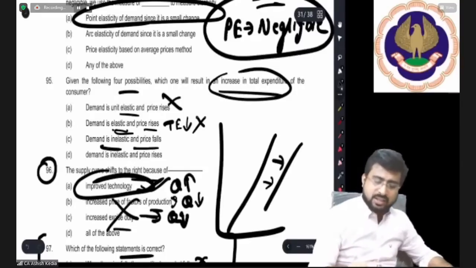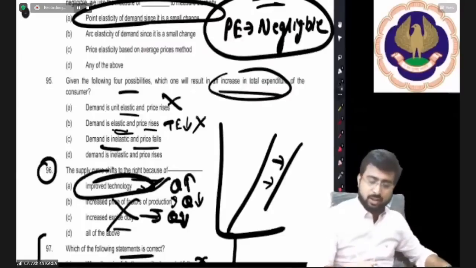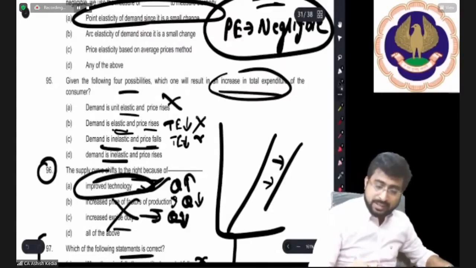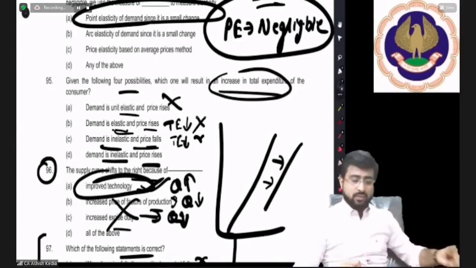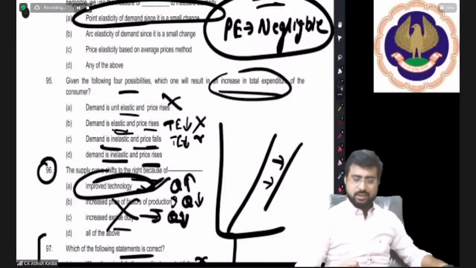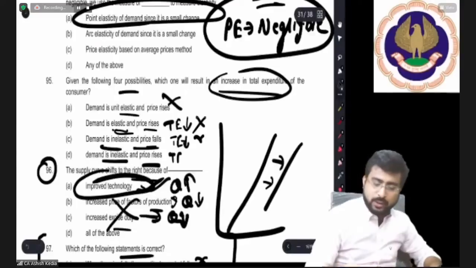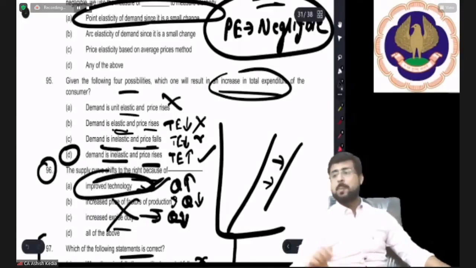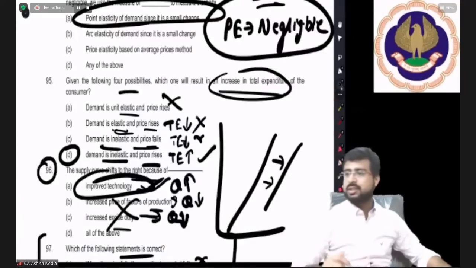If demand is inelastic and price falls, yes. In case of inelastic, they travel in the same direction. So if price is falling, total expenditure will also fall. This is not the answer. Demand is inelastic and price rises. Yes. In case of inelastic, they travel in the same direction. So if price is rising, total expenditure will also rise. So the correct answer here is option D.